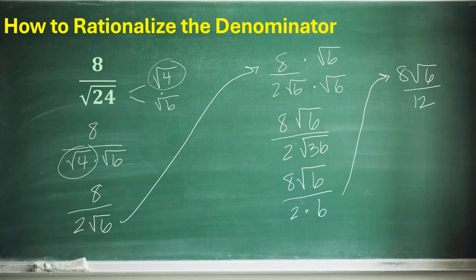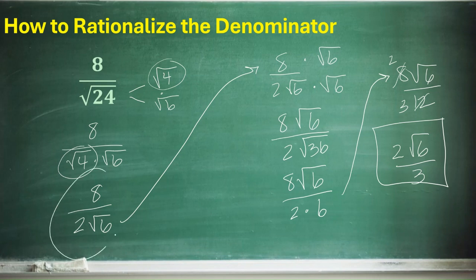So close. Now we just need to simplify 8 divided by 12. 4 goes into both of them. So if I divide 8 by 4, I get 2. If I divide 12 by 4, I get 3. So I end up with 2 root 6 over 3, and that's my simplified answer. If you're like, hey, Miss C, you could have simplified way back here, you are absolutely right. At this point, I could have said 8 divided by 2 is 4, and then worked it from here. Both ways are correct. It's up to you.